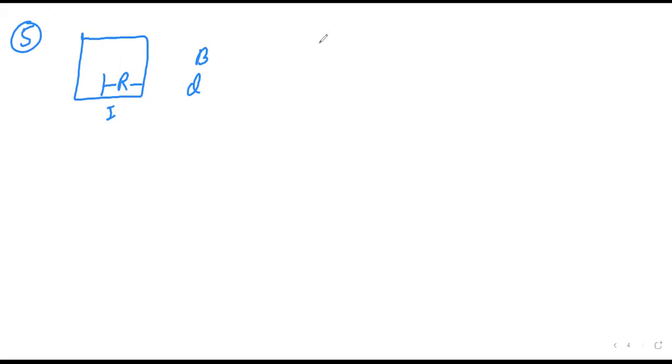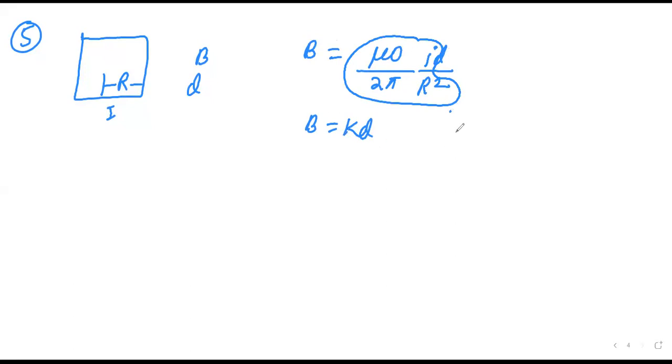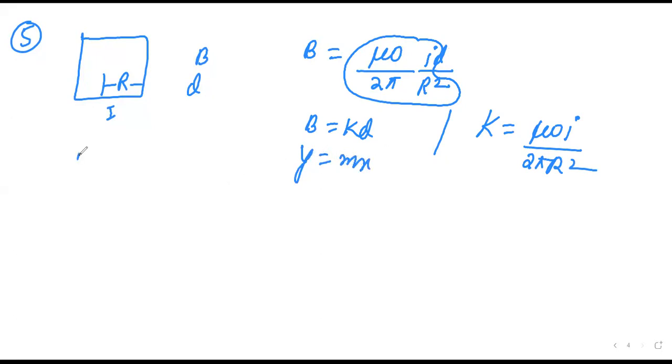See the formula for the magnetic field. It is given by mu naught upon 2 pi, I into d upon r square. So we know B equals kd, and this whole part is your k. So k is nothing but mu naught I upon 2 pi r square. So it is a straight line, like y equal to mx. So your graph comes out to be a straight line first, up to r.